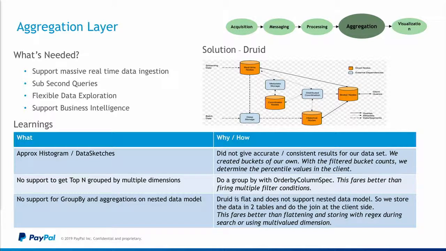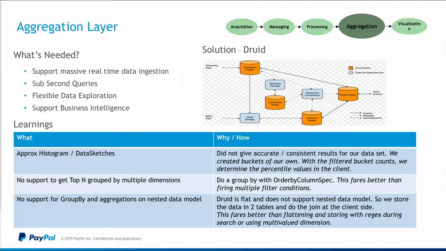The next thing is there is no support to get the top n group by multiple dimensions. So there are multiple options to derive this. Either you can fire multiple filter queries, filter the result, and again based on that result filter get aggregated. But instead of that, doing a group by with order by column spec gives a better performance.